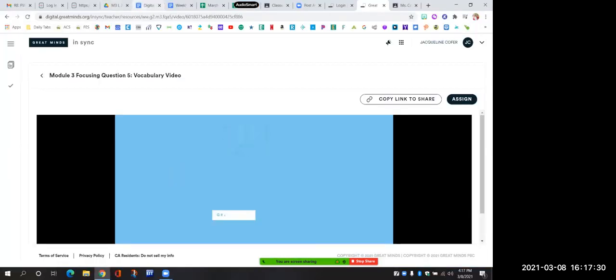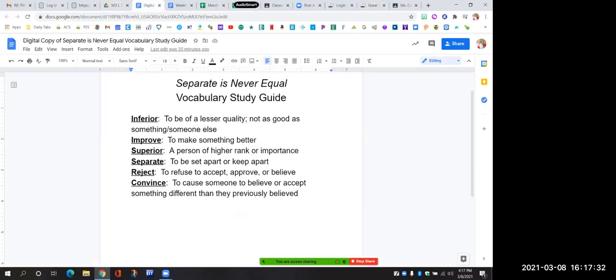Okay, so those were 3 of our new words. And if you look at our vocabulary study guide, we have the word inferior, to be of lesser quality, not as good as something or someone else. To improve means to make something better. Superior is a person of higher rank or importance. Separate is to be set apart or keep apart.